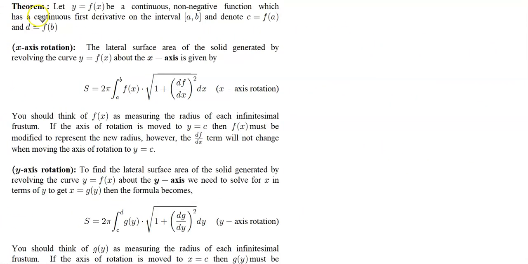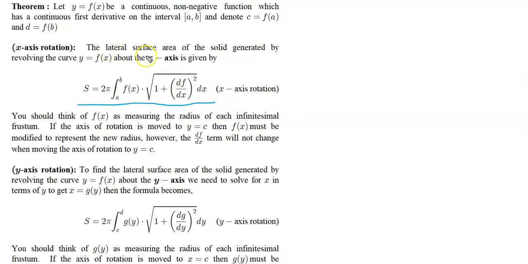Now here's a statement of the theorem we just developed. Let f of x be a continuous non-negative function which has a continuous first derivative on the interval from a to b, and let's denote c equaling f of a and d equaling f of b. Then for x-axis rotation, the lateral surface area of the solid generated by revolving the curve y equals f of x about the x-axis is given by this formula, and this is what we have just developed.